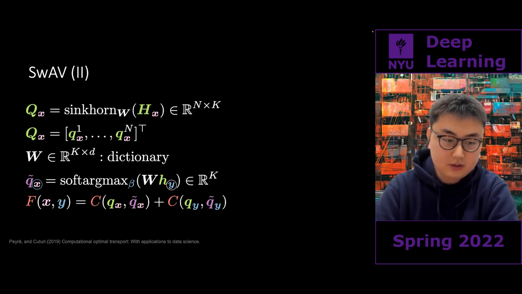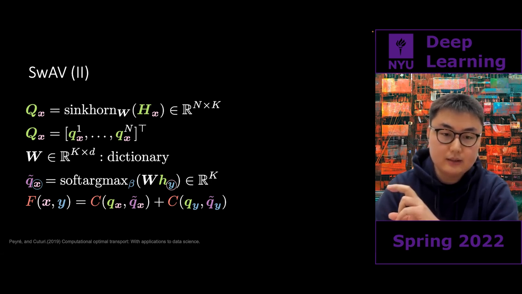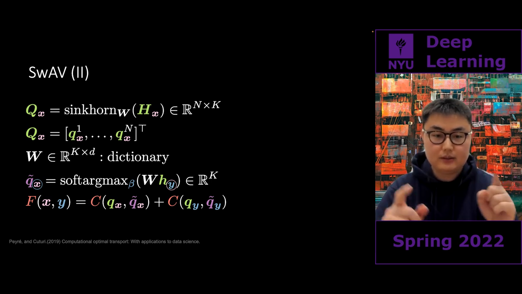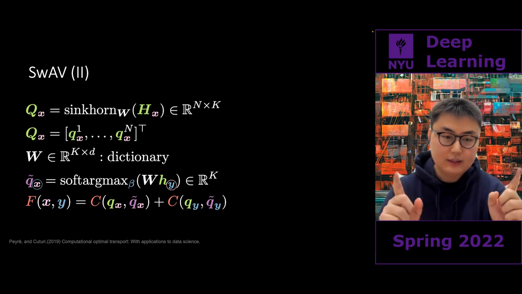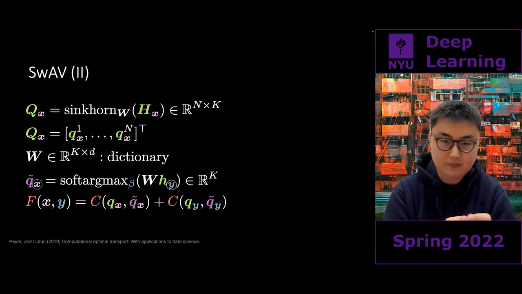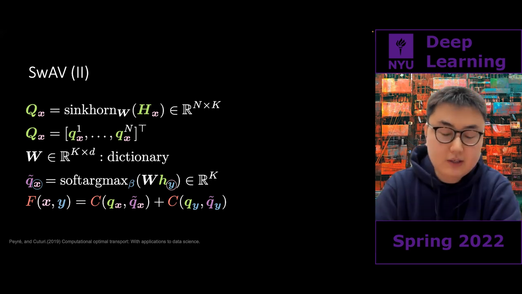Why does it push invariance to data augmentation? The reason is that QX is generated by HX, and this QX tilde is generated by HY. So you try to assign both HX and HY to the same cluster. Instead of directly pushing those two to be close to each other, you push them to be inside the same cluster. That's a different way to make sure they're invariant to data augmentation.